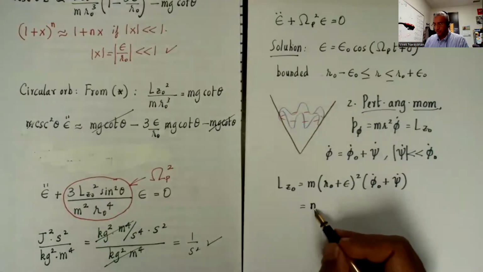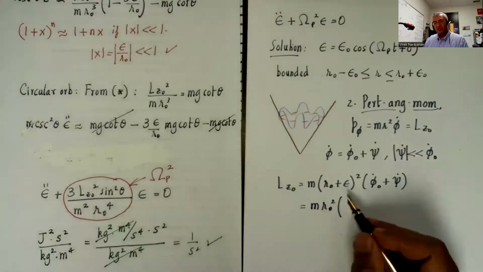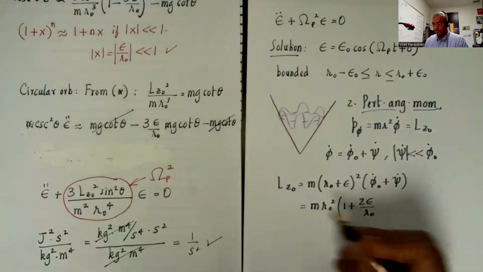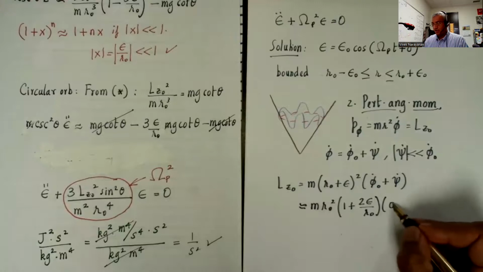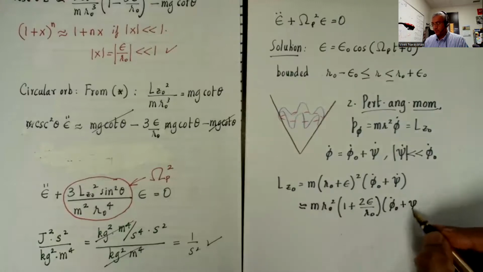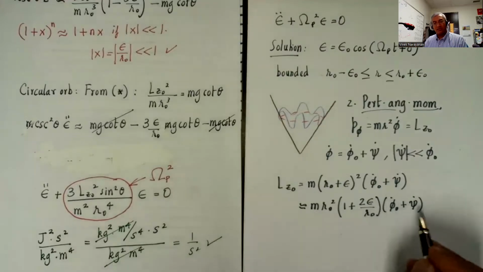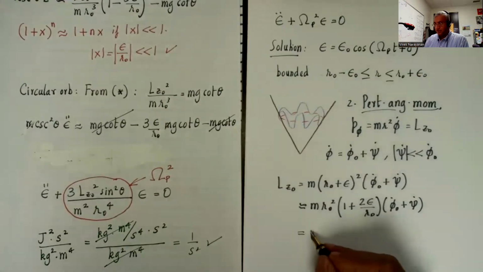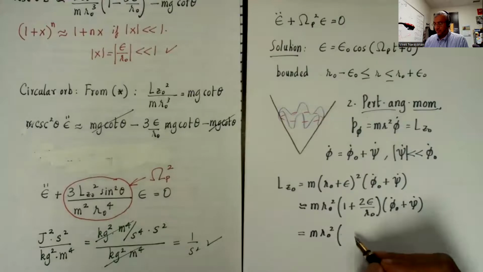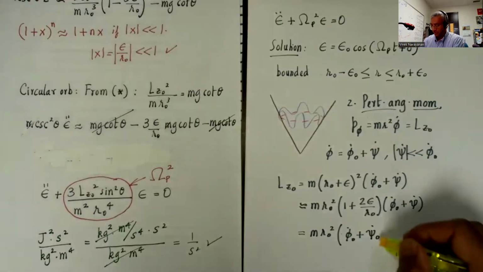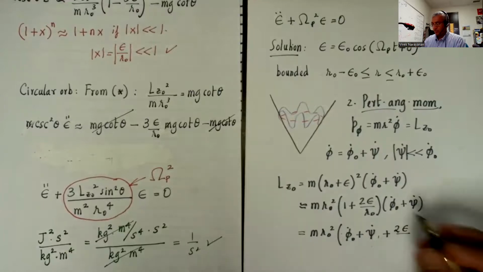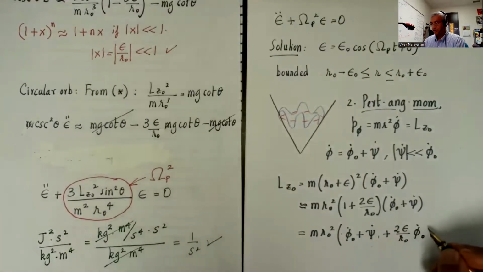Well, by the same binomial theorem, that's m r naught squared, 1 plus epsilon over r naught, and when I square it, I get 1 plus 2 epsilon over r naught. So I have to put this approximation sign, times phi dot naught plus psi dot. Now psi dot is very small, epsilon is very small. That term with epsilon and psi dot can be neglected. So we only have 3 terms. Let's write them. So this is m r naught squared times phi dot naught, plus psi dot, plus 2 epsilon over r naught times phi dot naught.